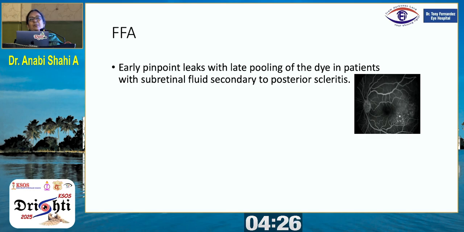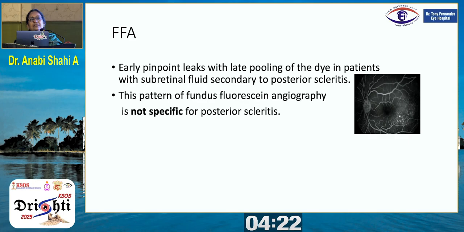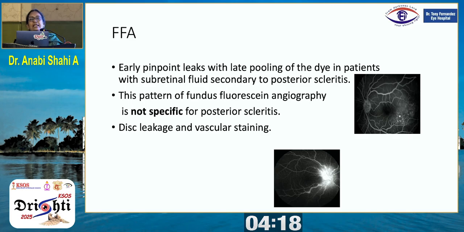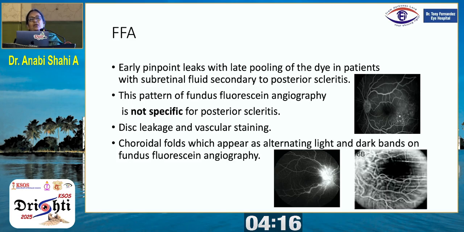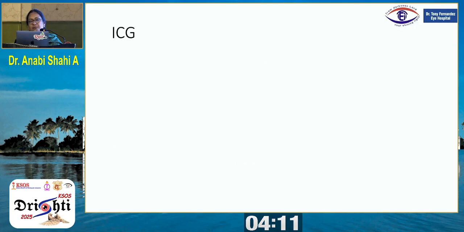FA shows early pinpoint leaks with late pooling of the dye in patients with SRF secondary to posterior scleritis, but this pattern is not specific for posterior scleritis. Disc leakage and vascular staining may be present. Choroidal folds may appear as alternating light and dark bands on FFA.